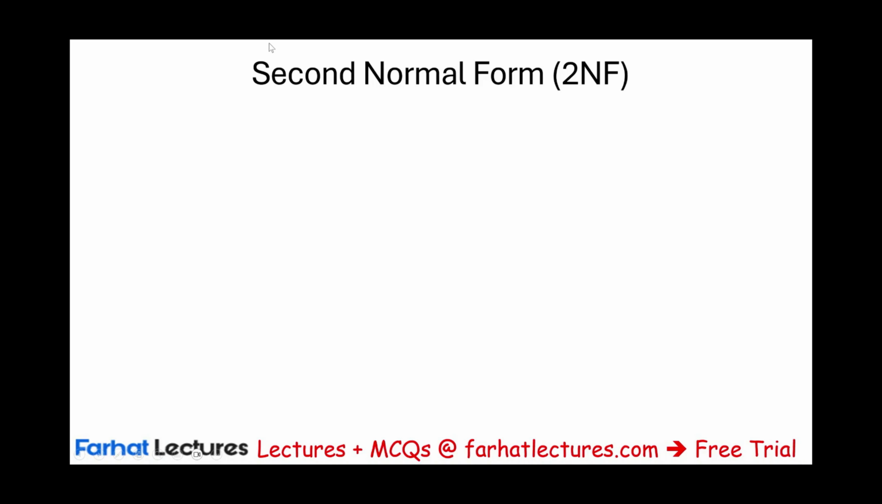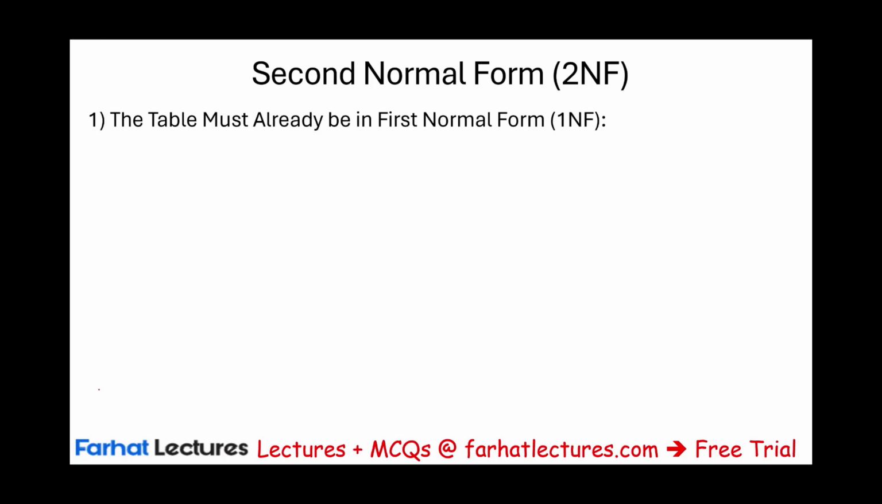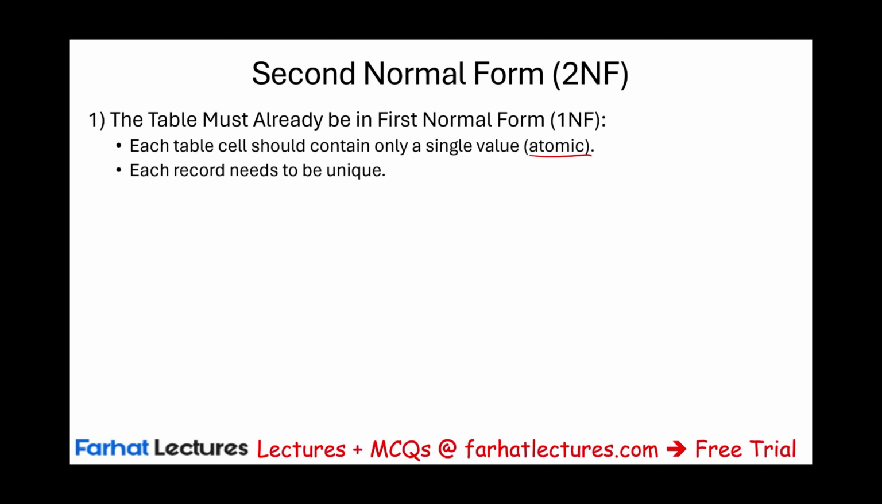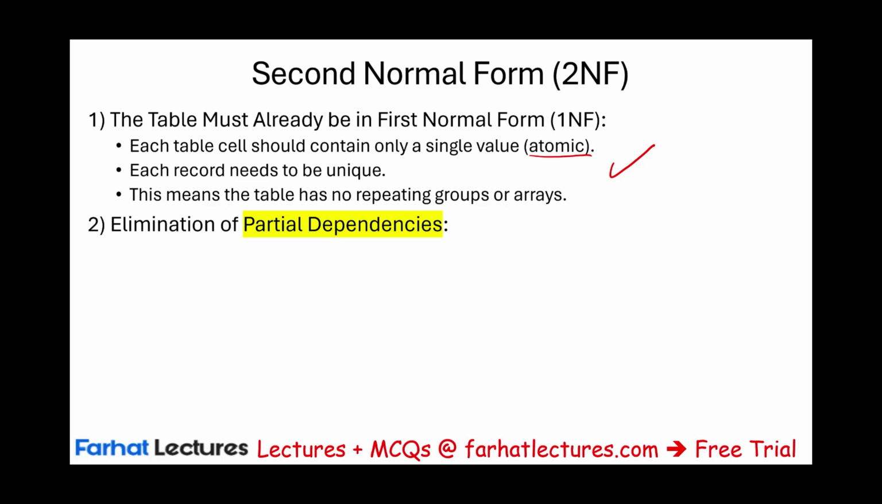What are the conditions to be in a second normal form? Well, the first condition I already mentioned a second ago. The table must already be in first normal form, 1NF. It means each table cell should contain only a single value, atomic. This is a review. Each record needs to be unique. This means the table has no repeating groups or arrays. We already covered 1NF, but that's a condition to be in 2NF. The second condition to be in 2NF is to eliminate something called partial dependencies.